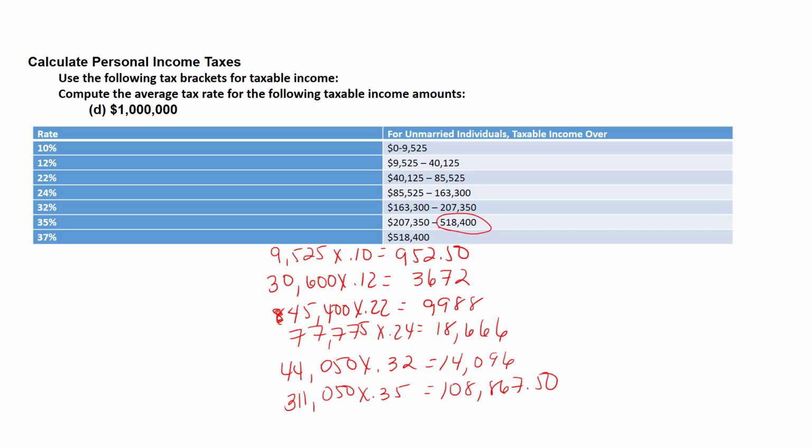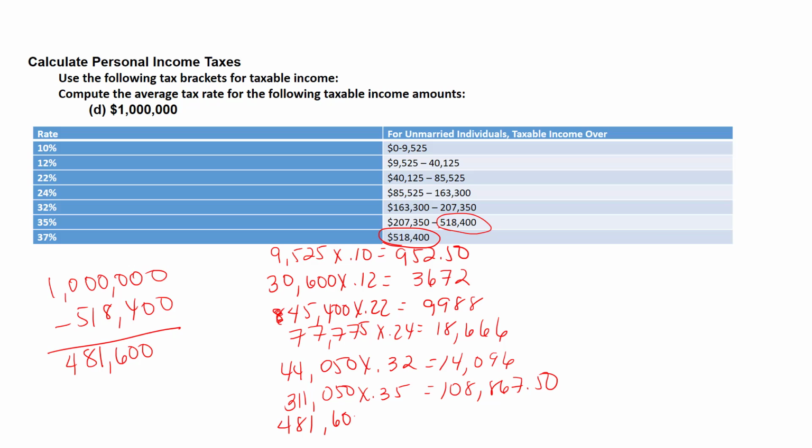And then the last bracket is anything above the $518,400. So we're going to take our $1 million, subtract the $518,400 that we have already paid tax on, and we have a balance of $481,600. And we're going to use all of that, and we will pay 37% tax on that amount.